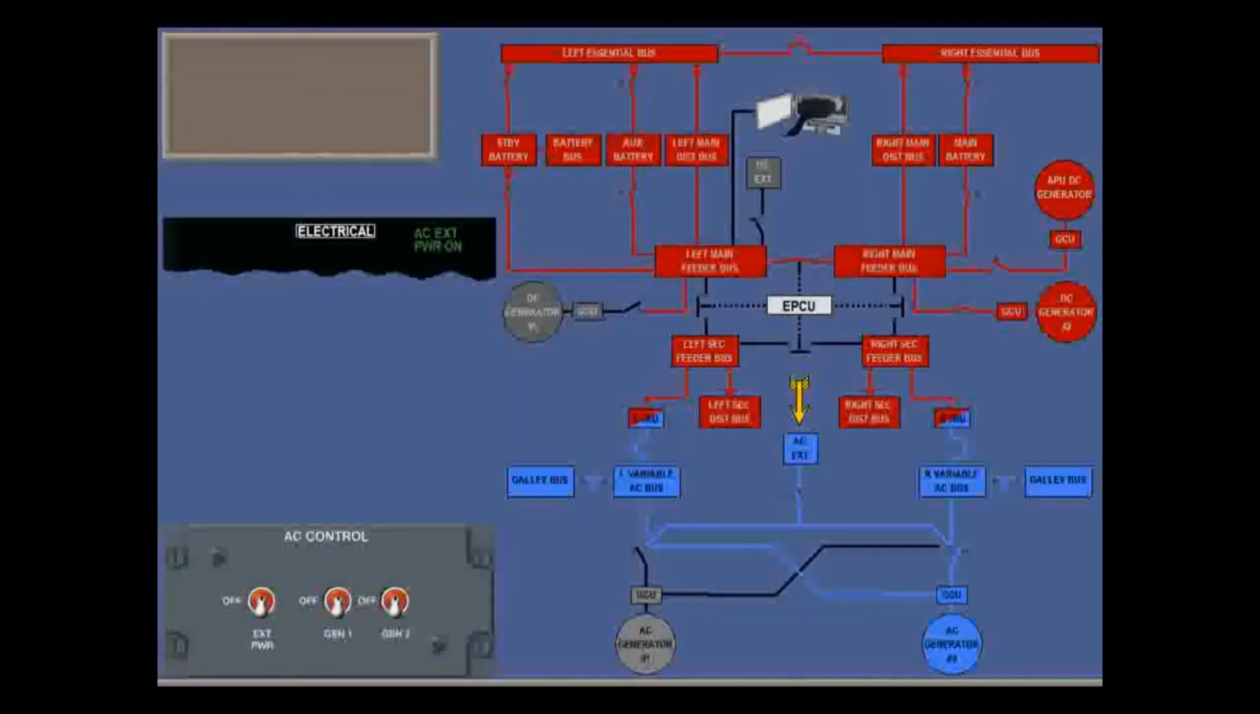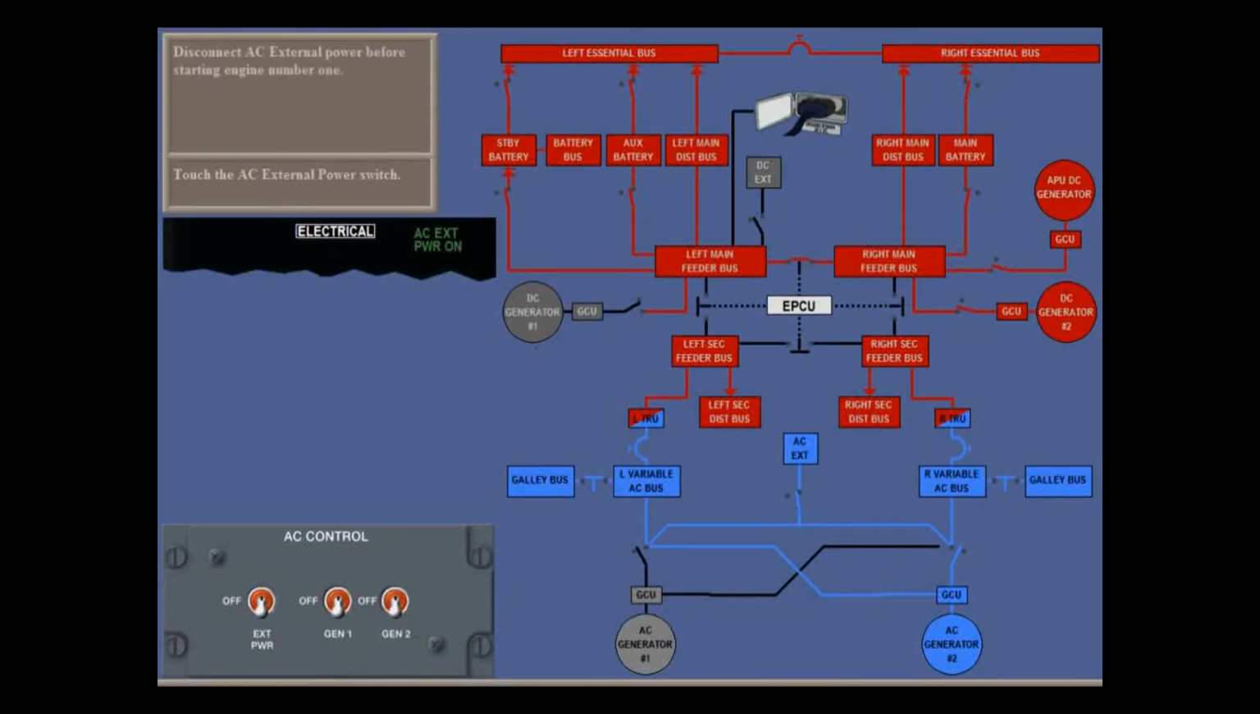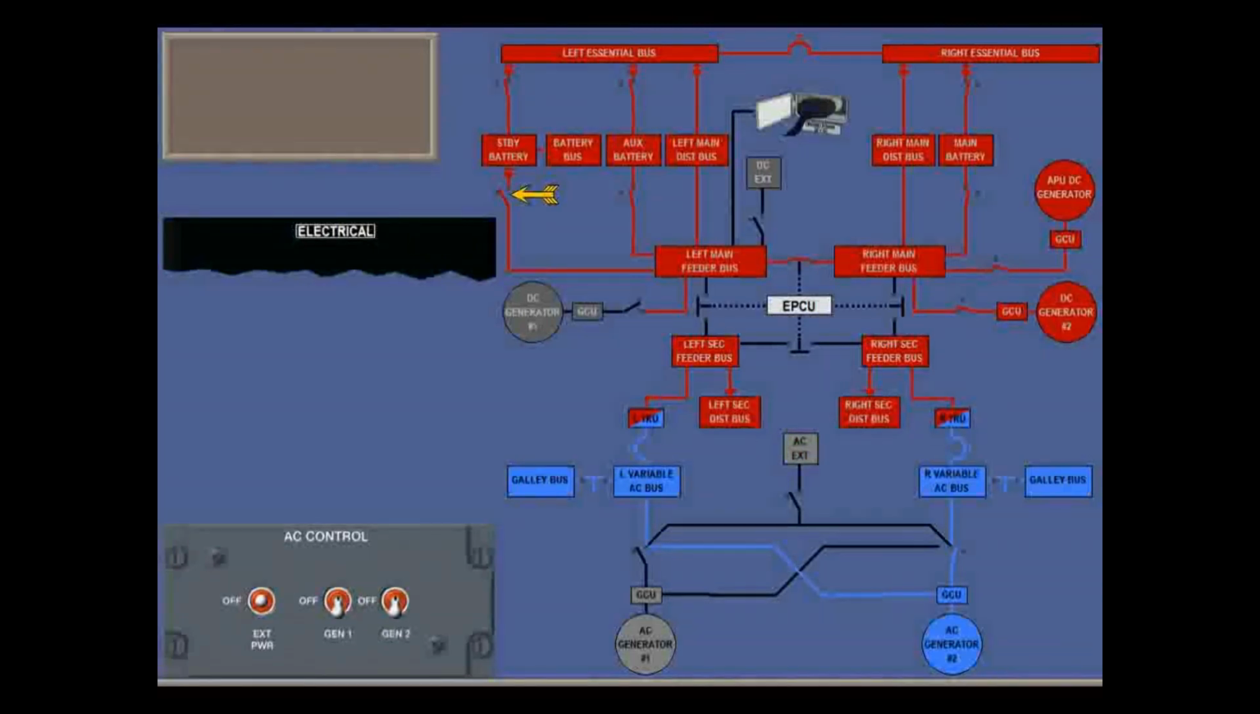You should now disconnect AC external power before starting engine number one. Touch the AC external power switch when starting engine number one. Once again, the standby battery is isolated during starting, but reconnected when the engine is up to speed. The generator comes online in parallel with the APU.